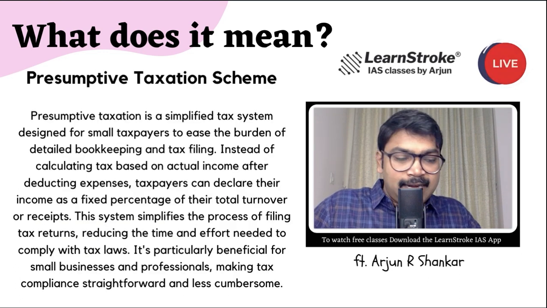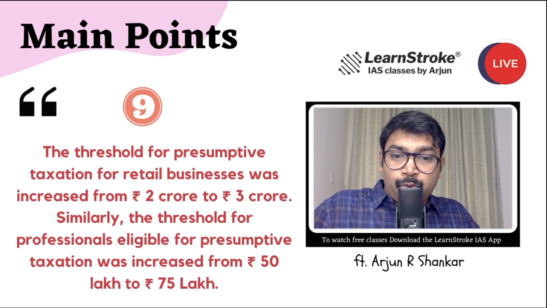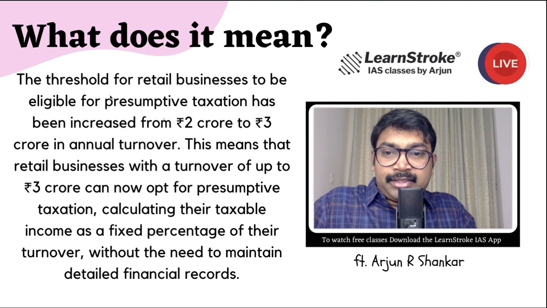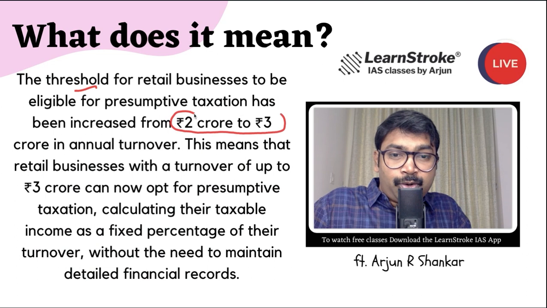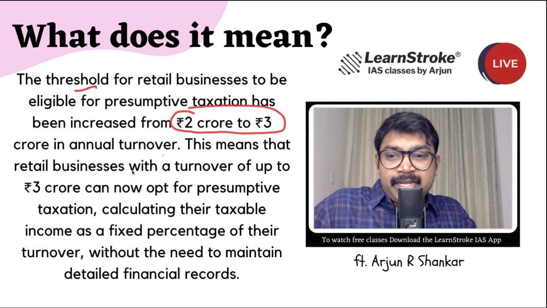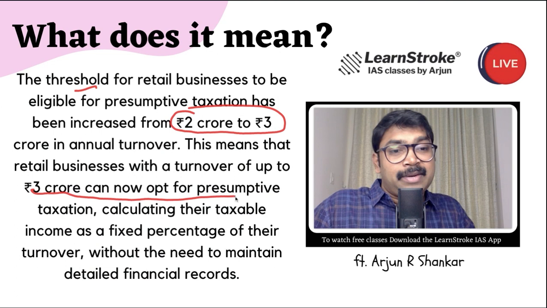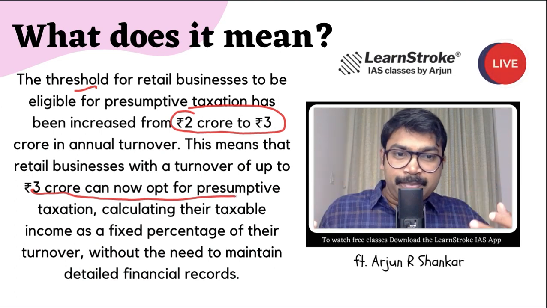The statement clearly said it's an increase from 2 crore to 3 crore. So let's understand what the statement means. The threshold limit for retail businesses to be eligible for presumptive taxation has increased from 2 crores to 3 crores. This means that a retail business with a turnover up to 3 crore can now opt for presumptive taxation. Very simple. Previously, with 2 crores income, you could have opted for presumptive taxation.